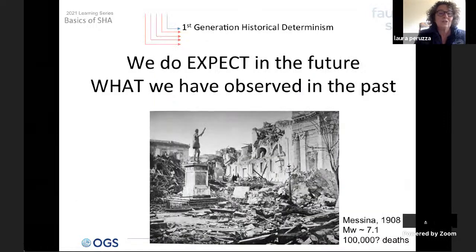We start with the first generation, historical determinism. The basic idea is that we do expect in the future what we have observed in the past. In Messina, southern Italy, there was a magnitude above 7 in 1808. We do expect in the future at least a magnitude above 7. About the deaths that were caused by this earthquake, of course, we have the capability of reducing this huge amount of deaths by working on vulnerability and on the alert condition for tsunami, because the earthquake was followed by a tsunami too.